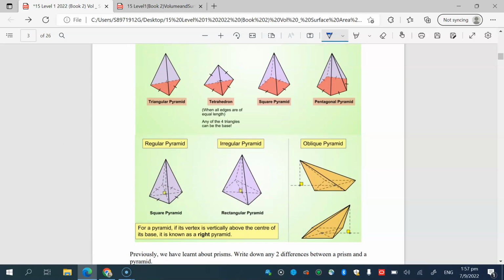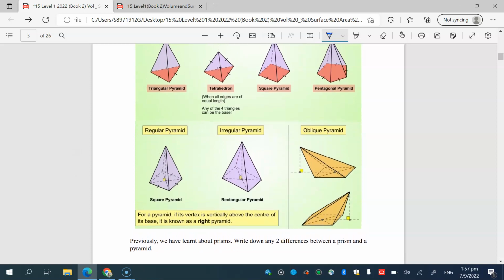Okay, then you have different types of pyramid over here. For example, a regular pyramid here and an irregular pyramid over here. Okay, this one is a square. This one is a rectangular pyramid. Okay, so for a pyramid, if the vertex is vertically above the center of the base, it is known as a right pyramid.